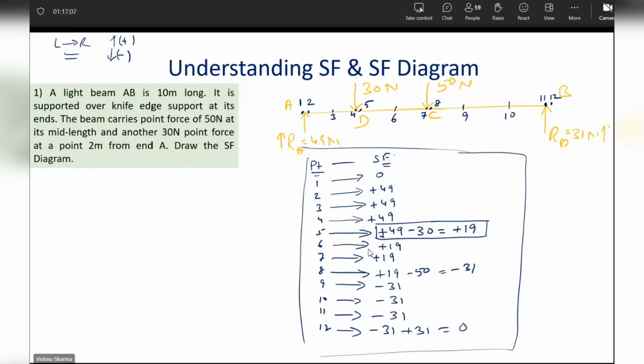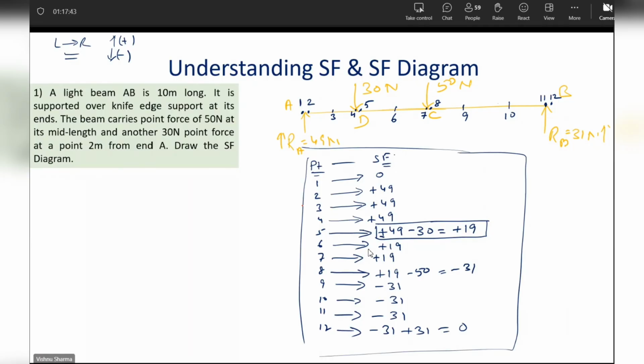4 is just to the left of D. Left of D means first you have point 4 and adjacent to that is D. And adjacent to D on the right side is point 5. So we say 4 is just to the left of D and 5 is just to the right of D. That means 4, D and 5 are 3 adjacent points, right? Theoretically. Understood? Like 7, C and 8, 11, B and 12, 1, A and 2. Correct, beta?